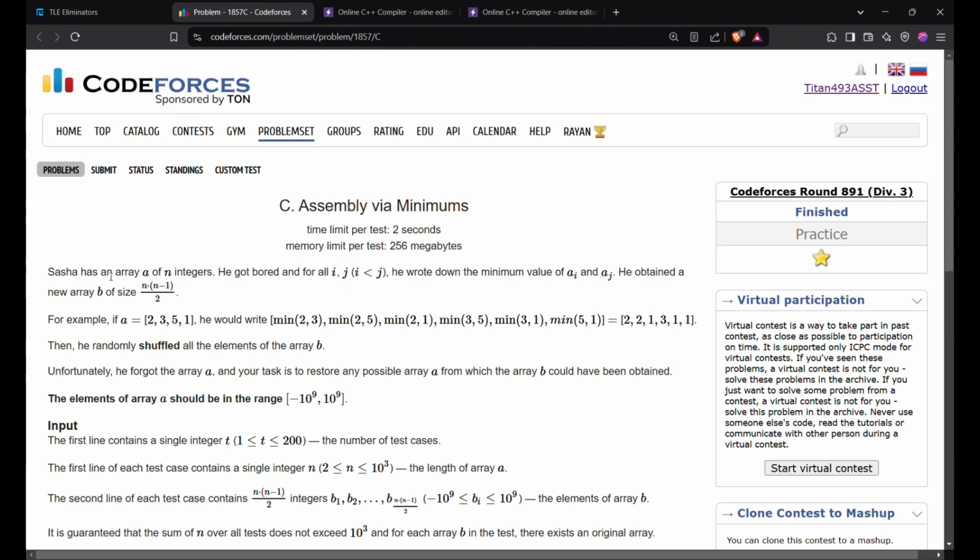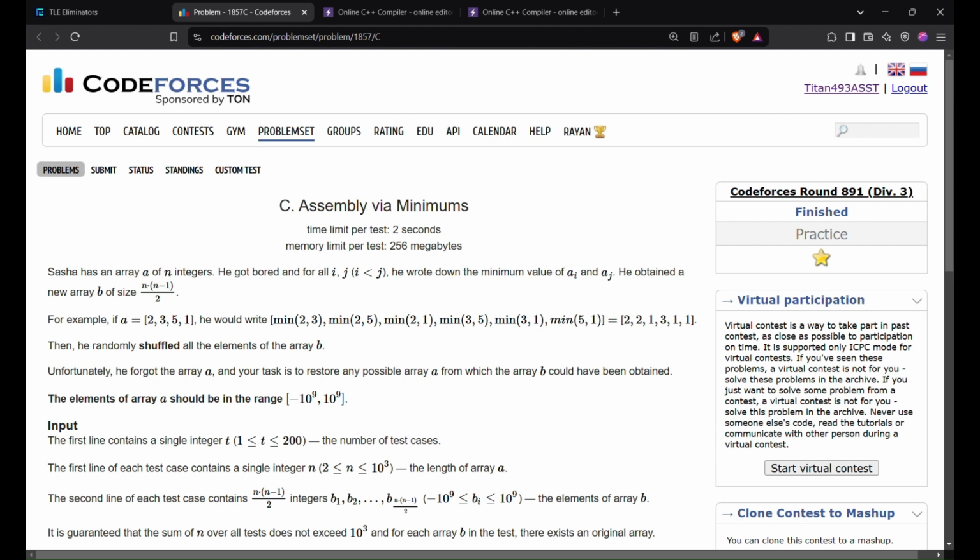Sasha has an array A of n integers. Okay, so first of all, I recommend you to try this problem on your own. Try to come up with the solution. And yes, if you understood the problem statement thoroughly, you can directly skip to the solution part of the video.